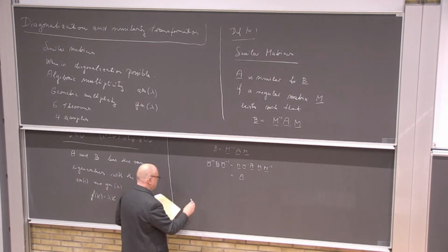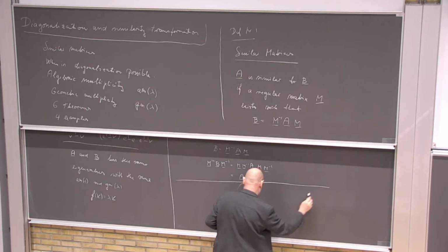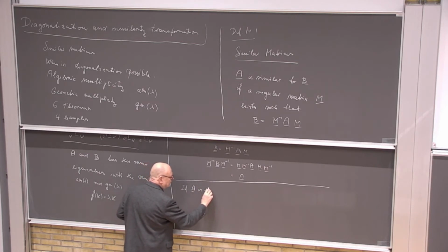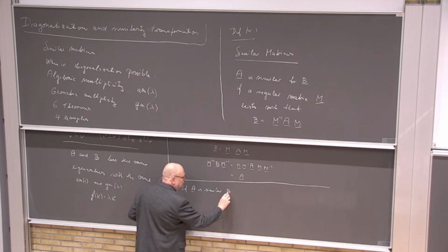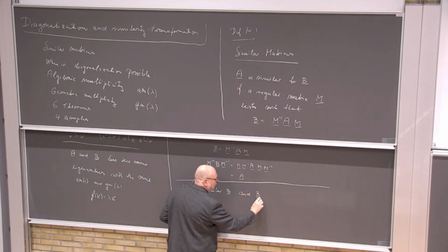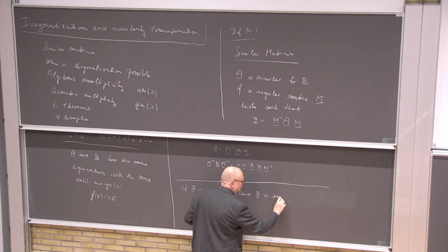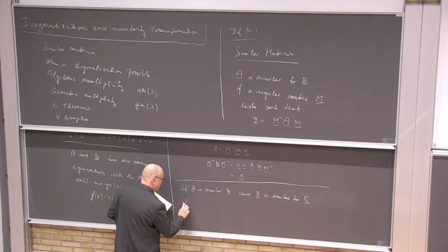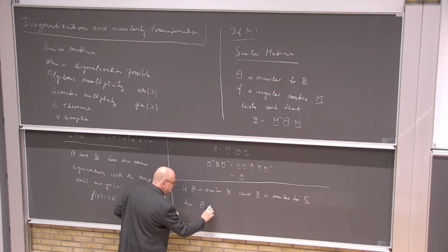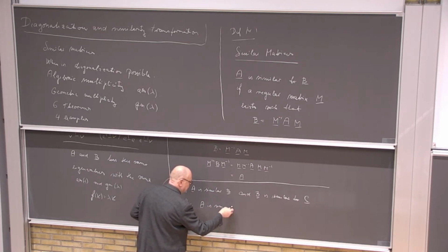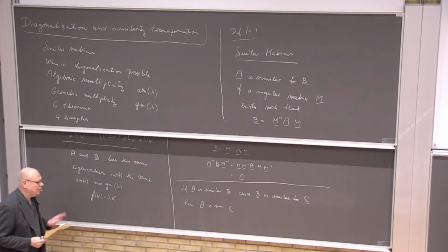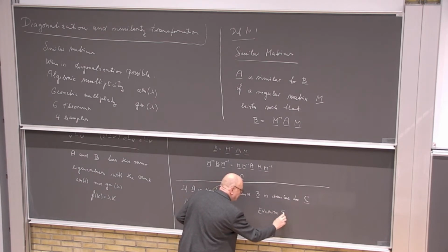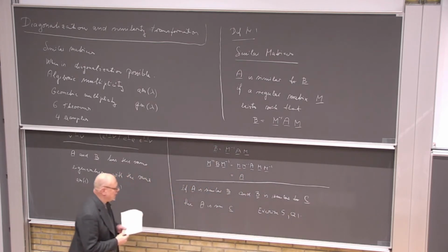But also, if A is similar to B and B is similar to C, then A is similar to C. And you're going to work with that in exercise 5, question 1 today. So look at it.